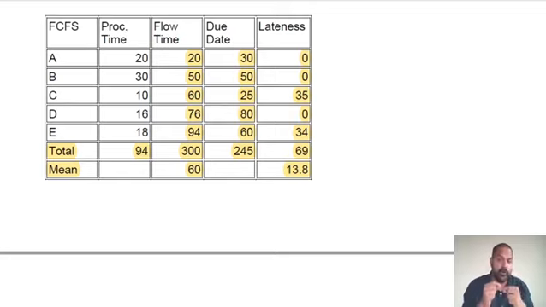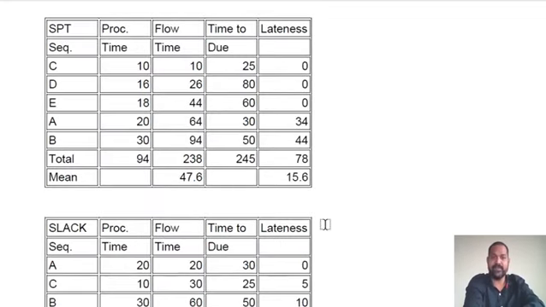So what I'm going to do now is sequence the jobs with different criteria, and for each one I'm going to check two things: what is the total flow and what is the total lateness, and then take an average and tell you the mean flow and the mean lateness. This was the first, which is first come first serve basis. Let's come to the next one, and that is shortest processing time first.